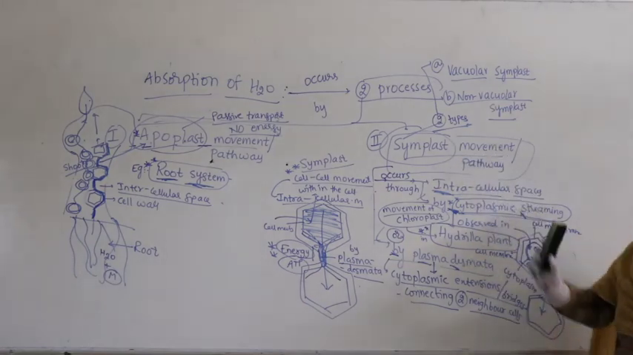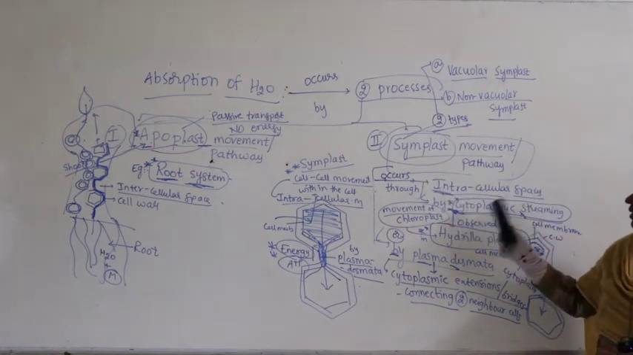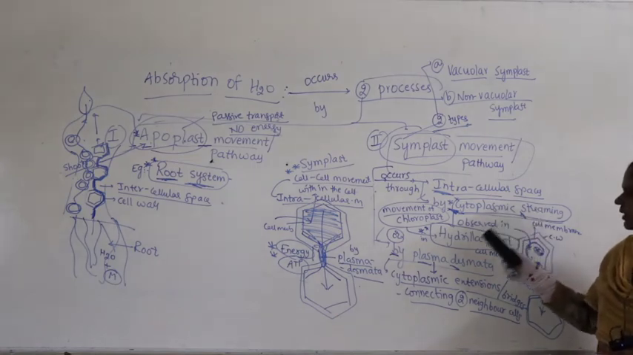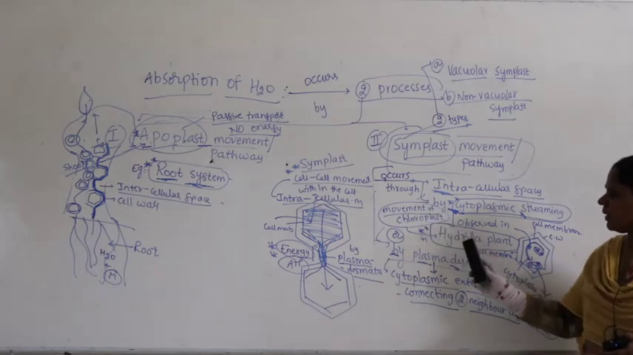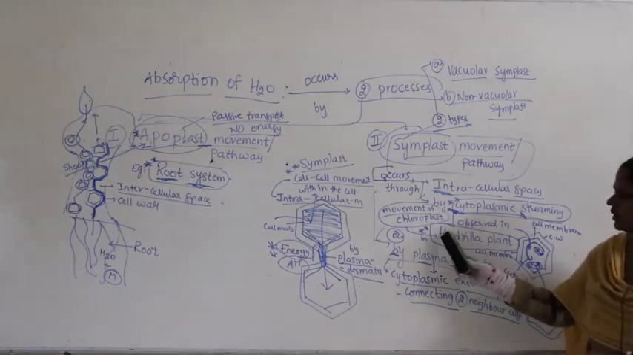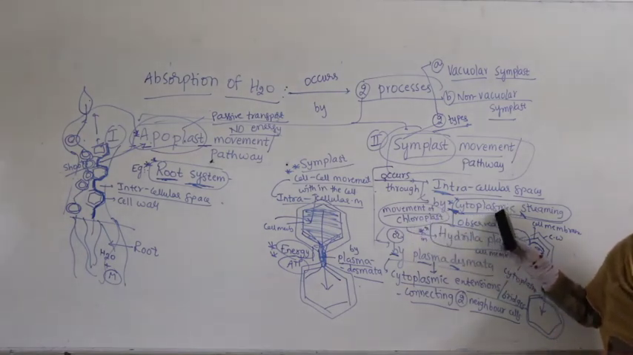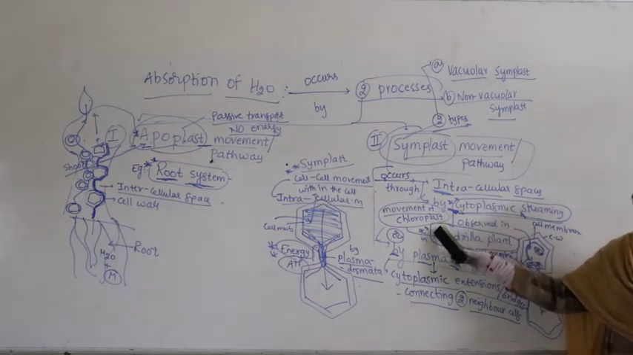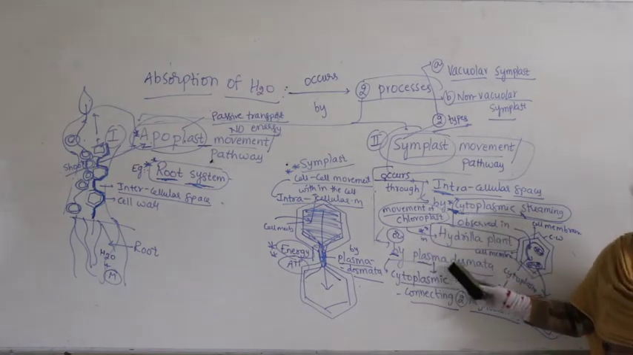What is symplast? Again I repeat, listen carefully. It occurs through intracellular spaces, that is, by cytoplasmic streaming. Cytoplasmic streaming was observed in the hydrilla plant. In this, people were able to study movement of chloroplast, and initially they thought the chloroplast was moving, but later they understood it is because of cytoplasmic movement that the chloroplast moves from one place to another. Symplast occurs either by cytoplasmic streaming or by plasmadesmata.